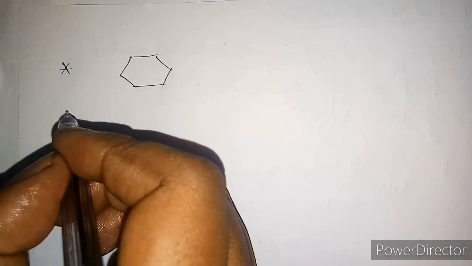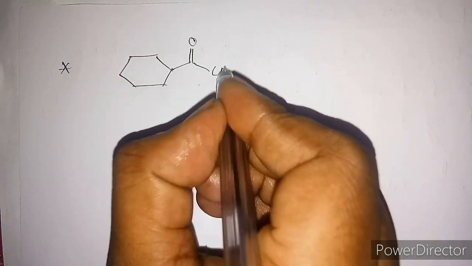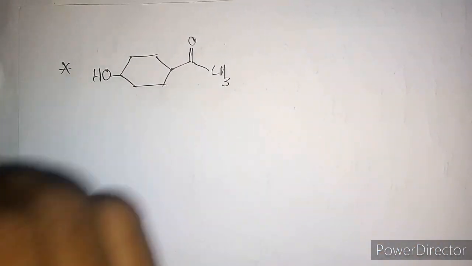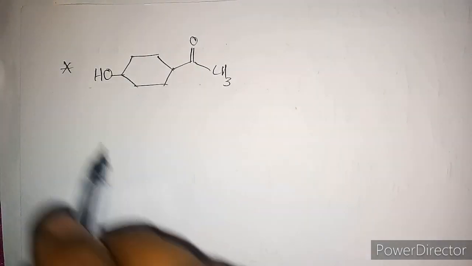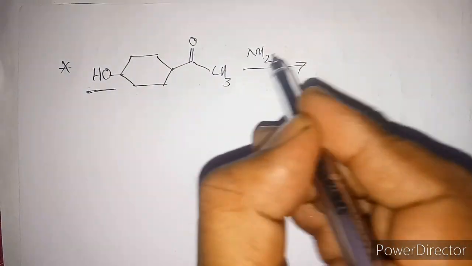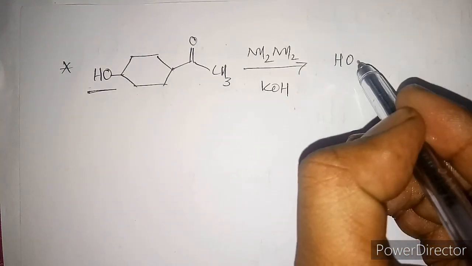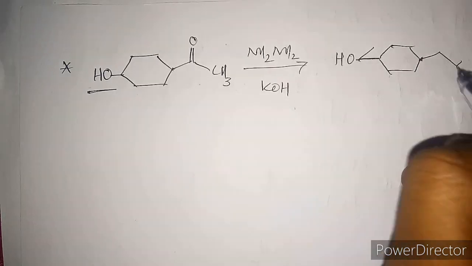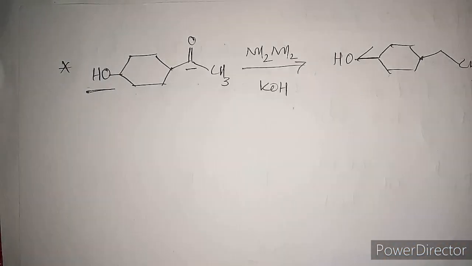in the presence of acid sensitive groups. This is CH3, this is OH, and this is actually an acid sensitive group. We can carry out the reaction without affecting this group, with NH2, KOH. CH3. So this group is converted into a methylene group.